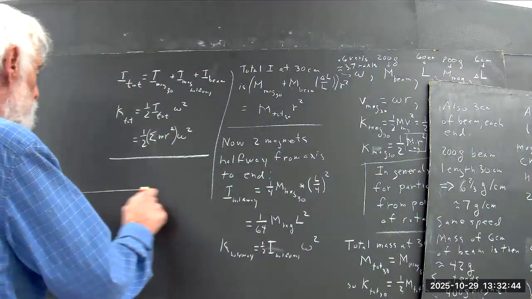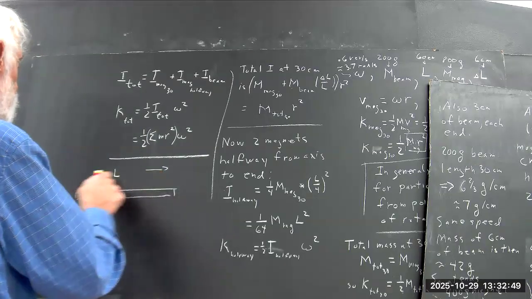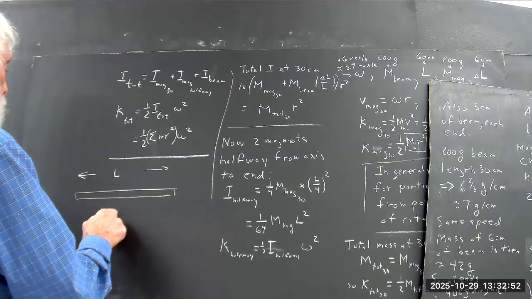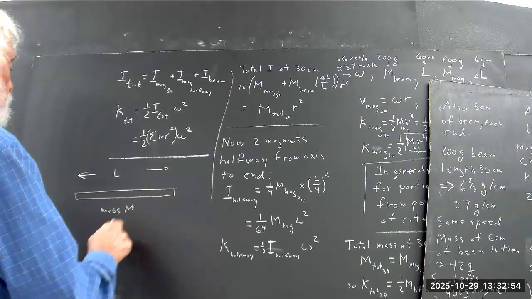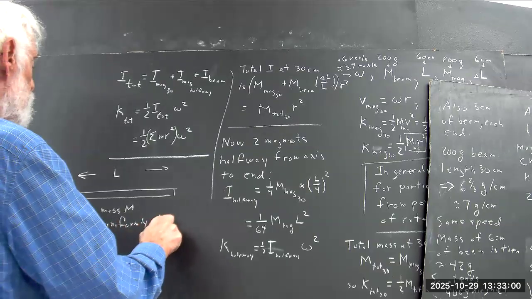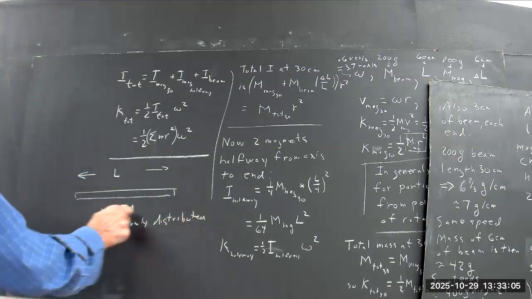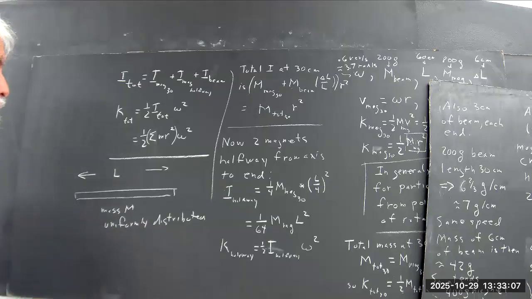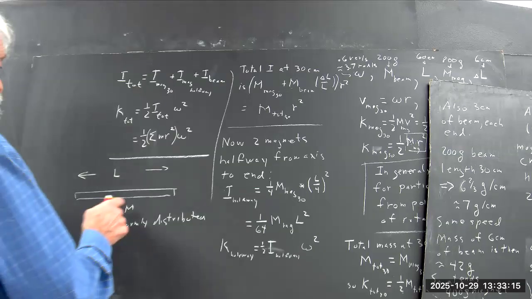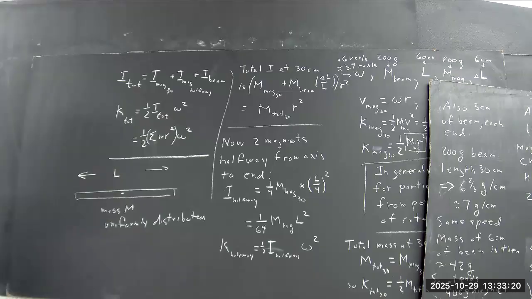Here's the beam. Got length L. Got mass capital M uniformly distributed. We got the axis. It'll be the center for the moment.